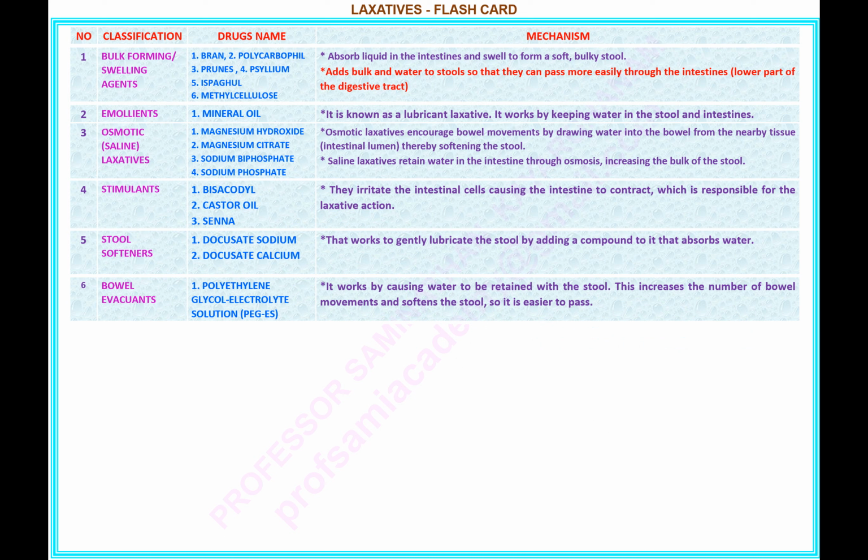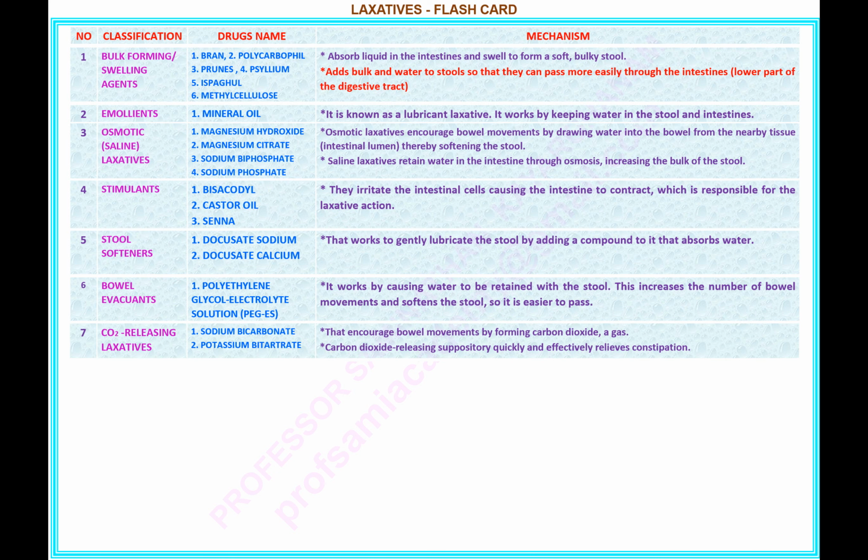Number 6. Name of the classification: bowel evacuants. Drug's name under this classification: 1. Polyethylene glycol electrolyte solution, PEGES. Mechanism of bowel evacuants: it works by causing water to be retained with the stool. This increases the number of bowel movements and softens the stool, so it is easier to pass.